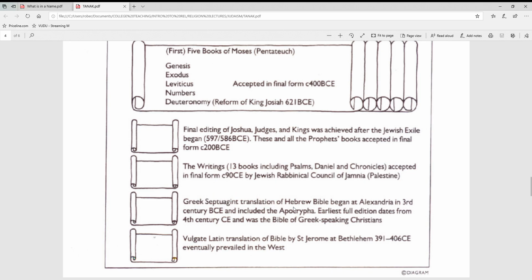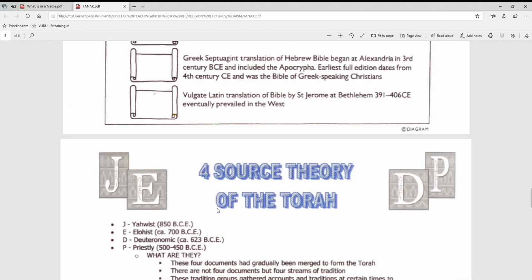The Greek translation of the Hebrew Bible began in the city of Alexandria in northern Egypt in the 3rd century BCE, and that became important for Christians. And then don't worry about the Vulgate, the Latin. No, you don't need to worry about that.